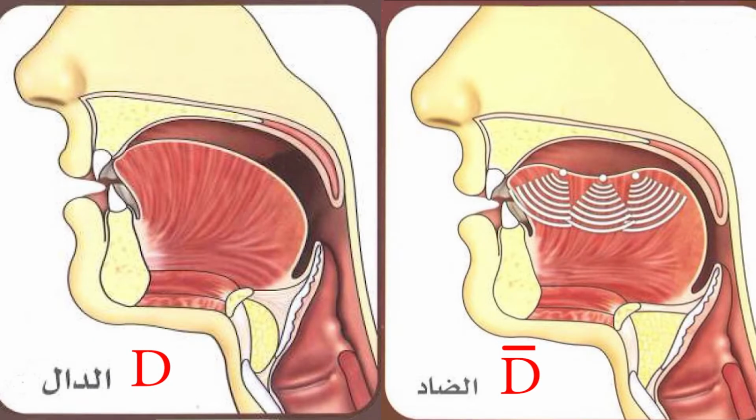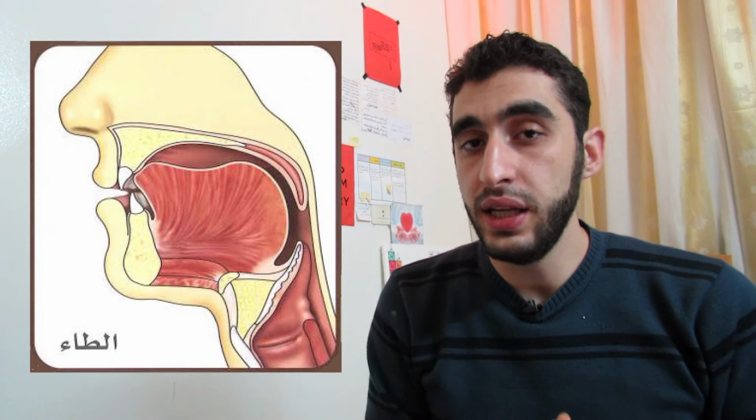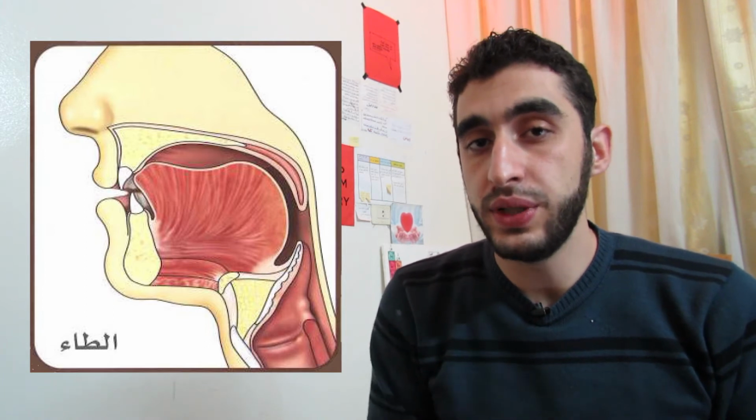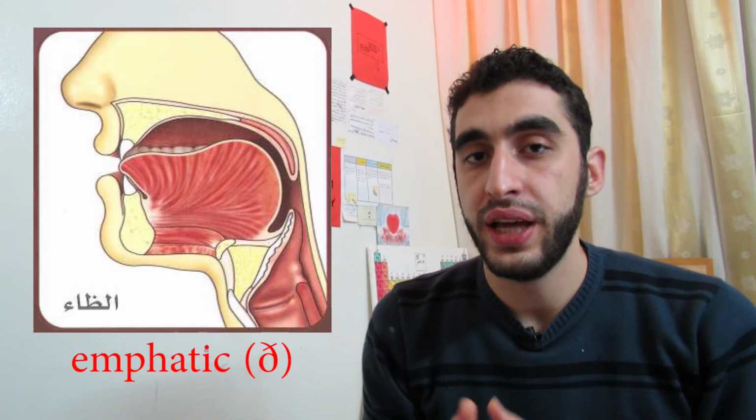You could notice the differences between the sound of D and the sound of ضاد. And I know this letter doesn't exist in English, but the closest sound to it is the emphatic T. And the closest sound to it is an emphatic th, as in mother. And now I'll give you some quick tips to produce the sound of ظاء.